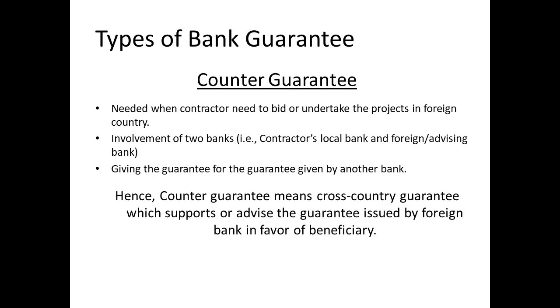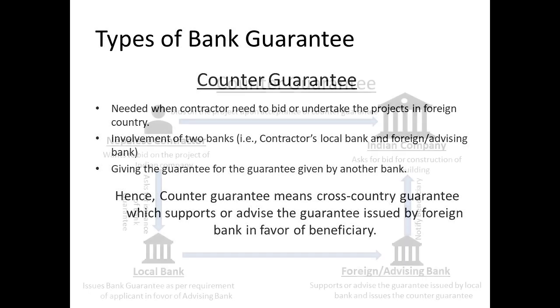Now the last topic is counter guarantee. A counter guarantee is needed when a contractor needs to bid for or undertake projects in a foreign country. In this type of guarantee, there is an involvement of two banks, that is the contractor's local bank and the beneficiary's bank, which can be called a foreign or advising bank. Counter guarantees are issued by the beneficiary's bank, that is the advising bank, in which the beneficiary's bank gives a guarantee for the guarantee given by the applicant's bank. Hence, a counter guarantee means a cross-country guarantee which supports or advises the guarantee issued by the local or applicant's bank in favor of the beneficiary.